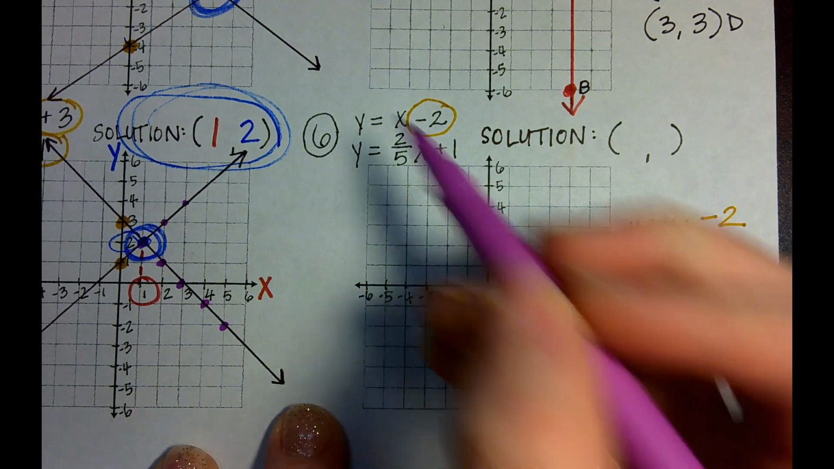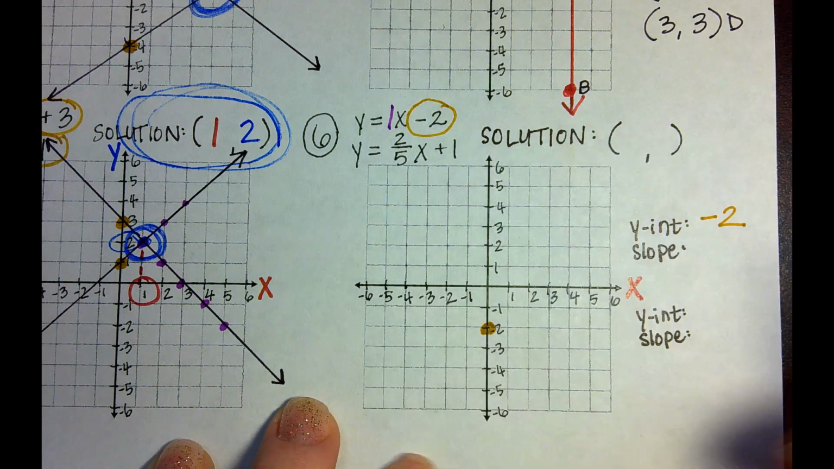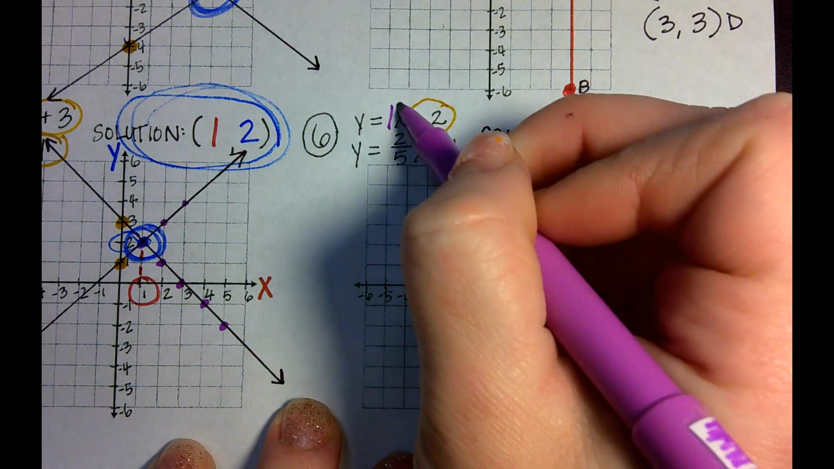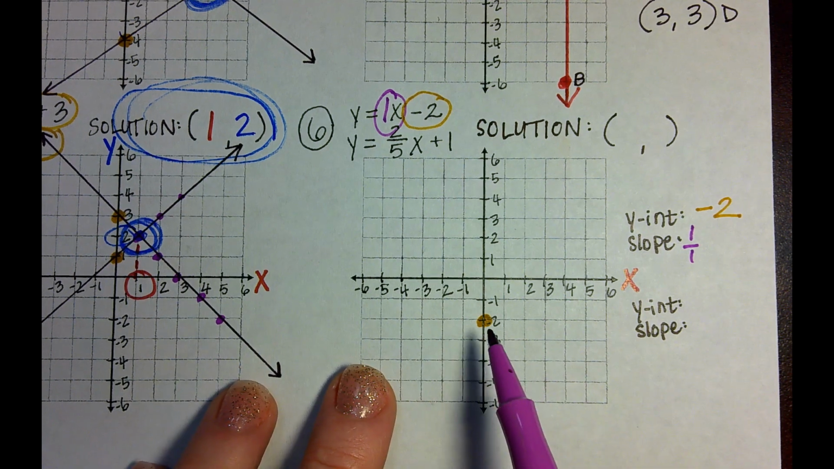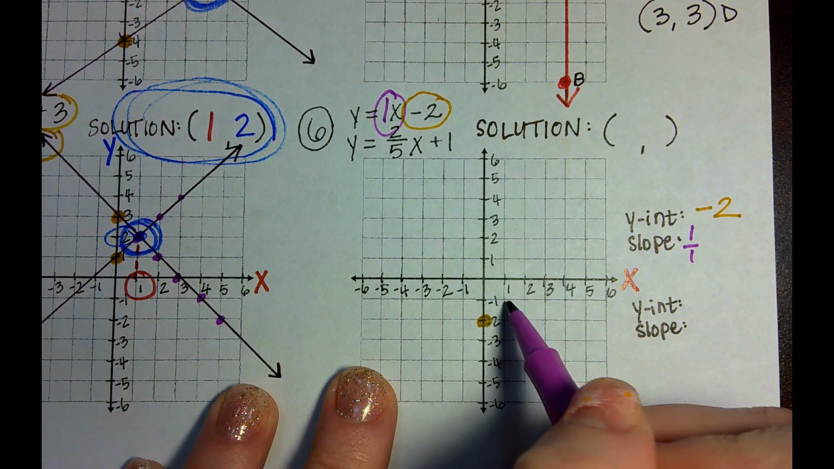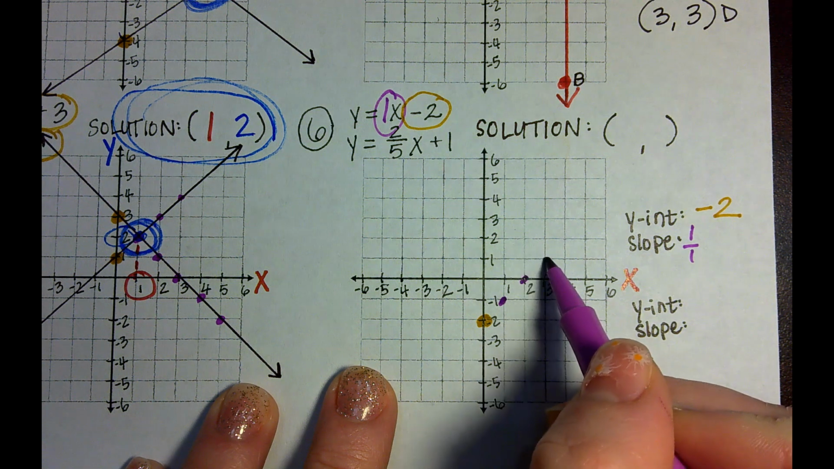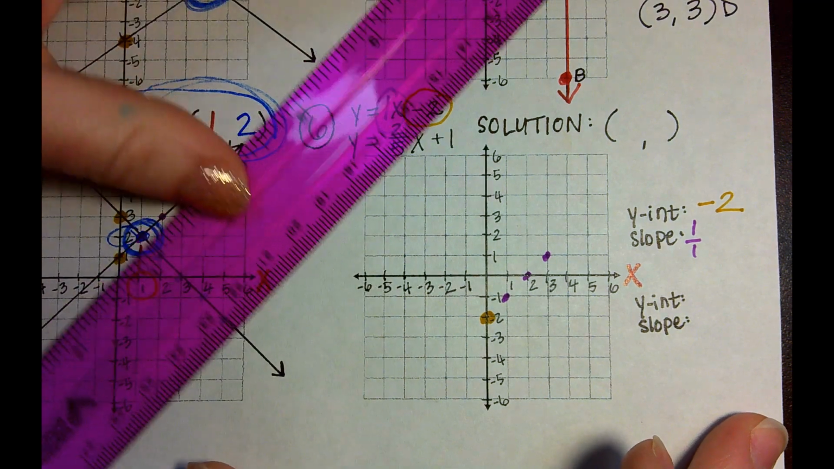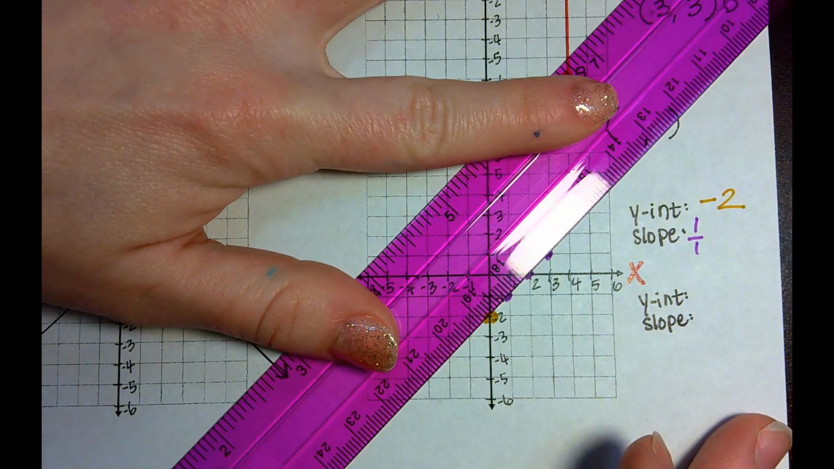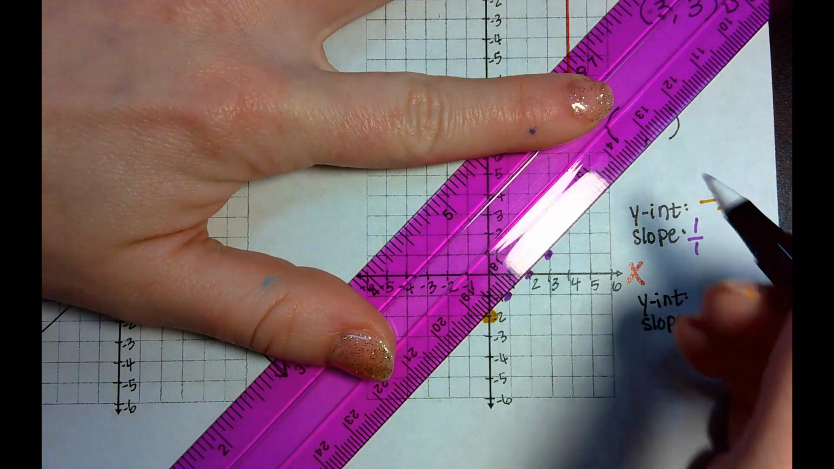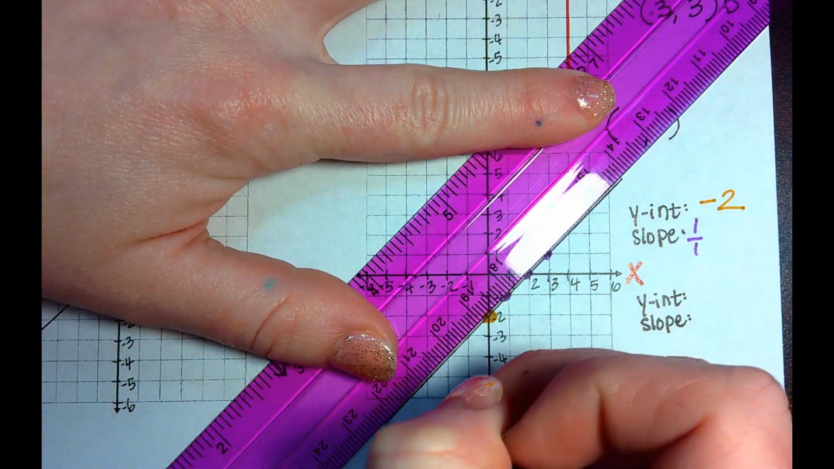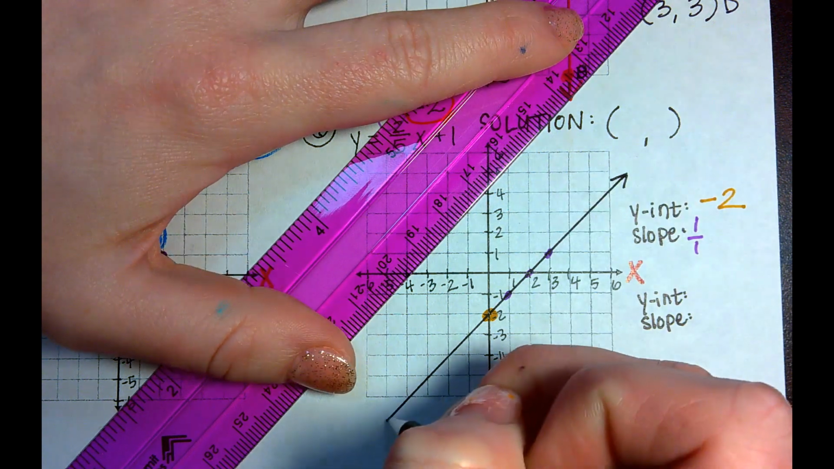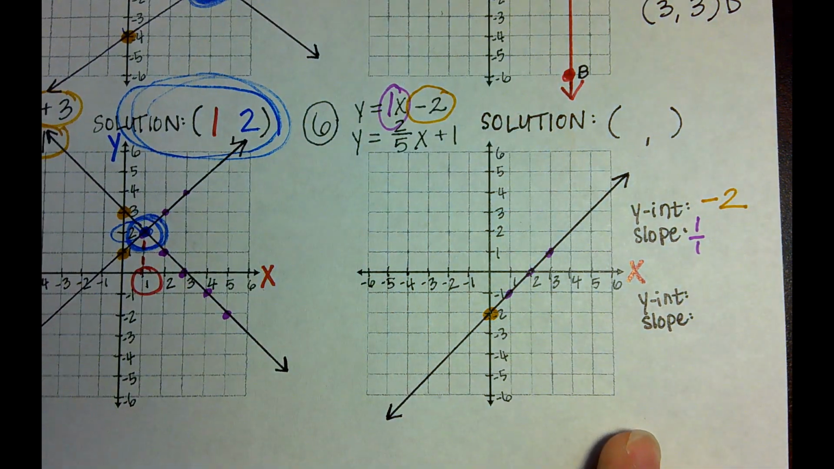And 1 over 1, good. My slope, I have 1x, so my slope is 1. So starting from negative 2, where do I go? Up 1 over 1, up 1 over 1, up 1 over 1. You do that as many times as you want. And we'll connect the dots. Okay.